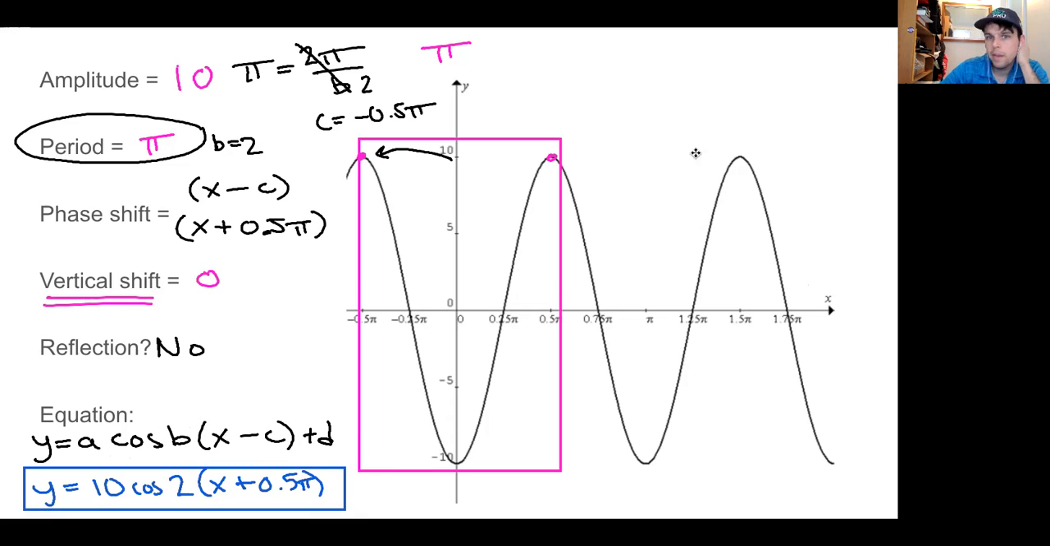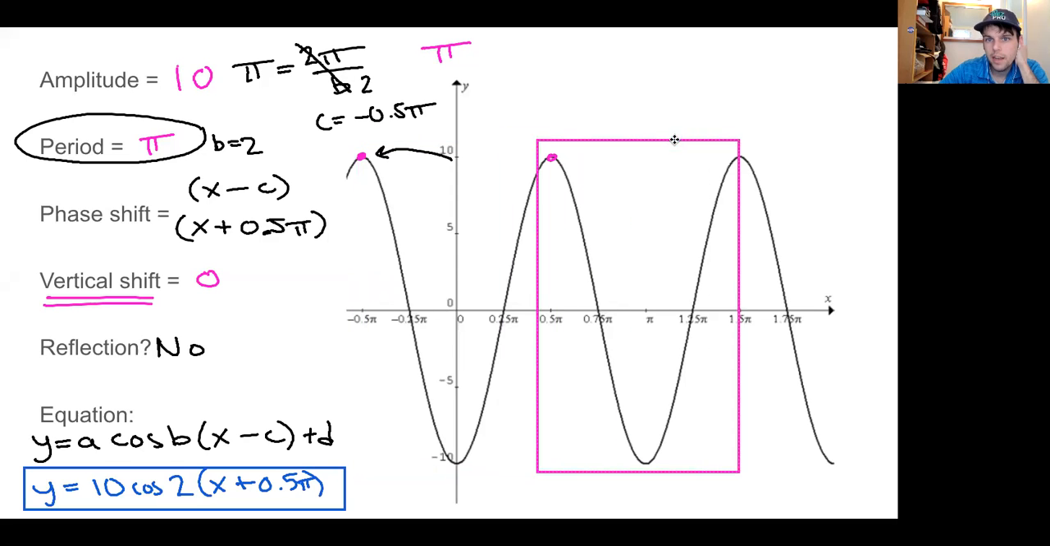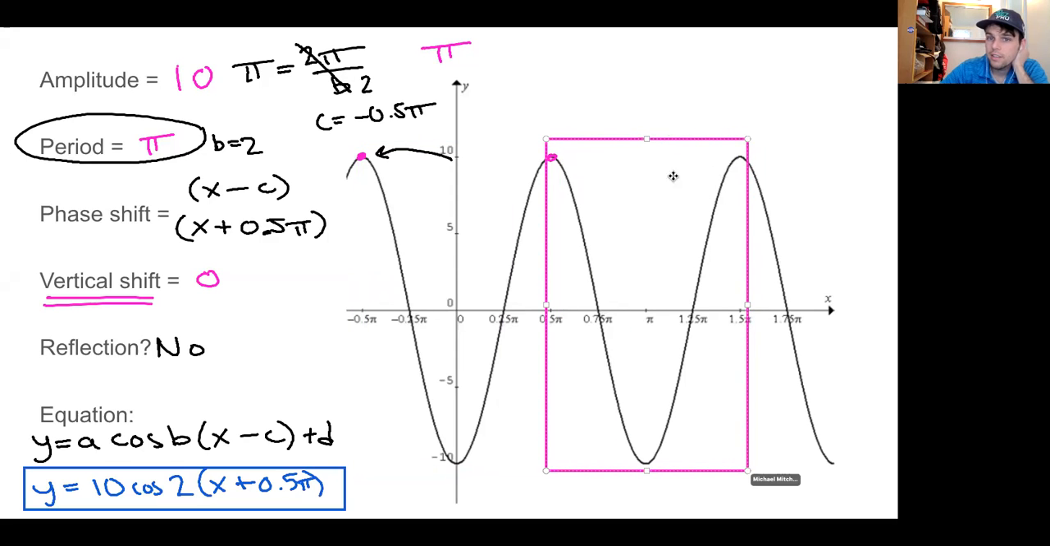Just for a quick comparison's sake, let's say that we were looking at a different positive cosine cycle. We could look right here, again going from this peak to this peak. Almost everything is the same. The only difference is our c value. Instead of going to the left, we're going to the right, and we're still going by half of pi. So our c is 0.5 pi, and in this case that means that we would be doing x minus 0.5 pi.